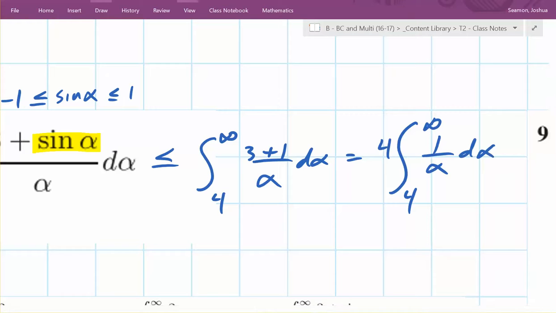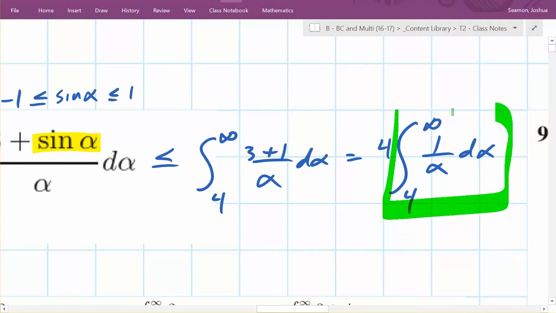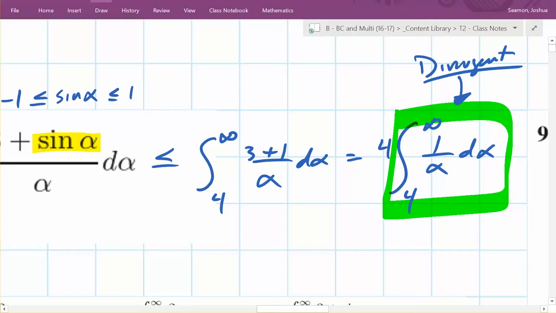Now what do you know about this integral right here? What is it analogous to? It is the harmonic, right? So what's it going to be? It'll be divergent. But here's the thing. We just had a ceiling that diverges. Does that tell us anything? No. If the ceiling blows up, that doesn't tell us anything about what's under it.